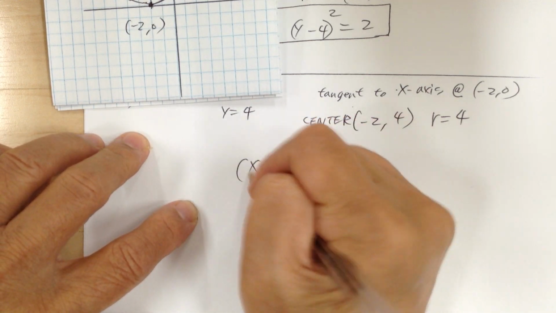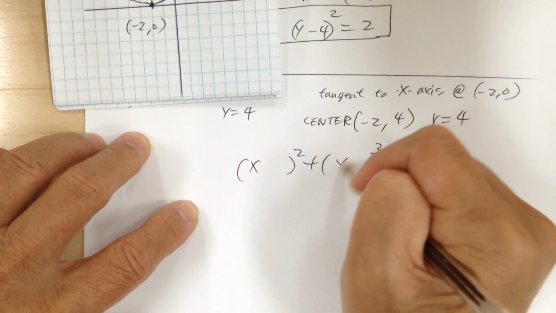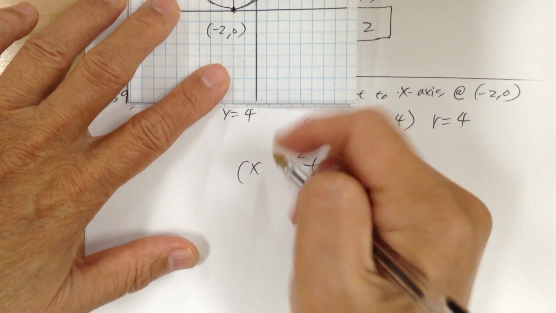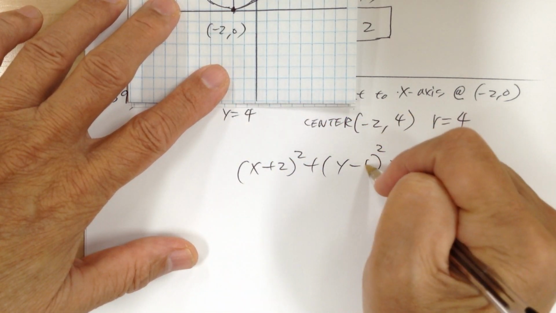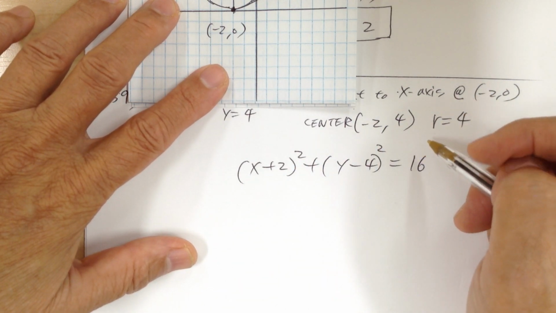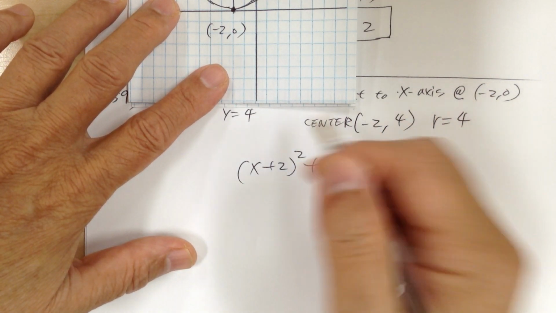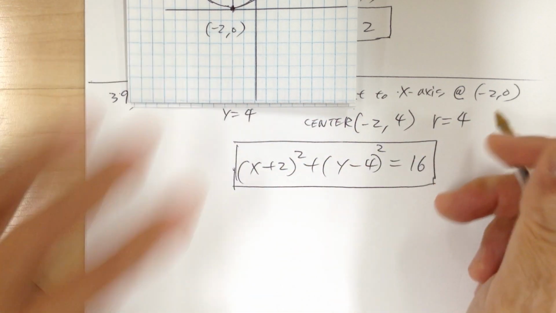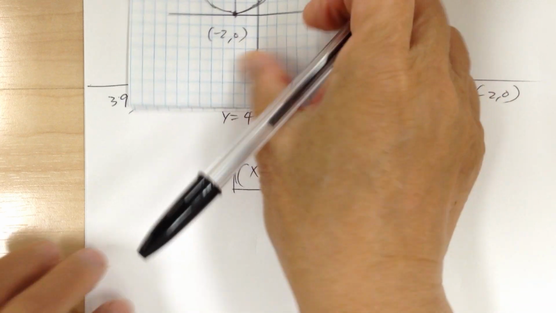So you're going to have the template. Again, this is your template for the circle. The center is -2, 4, so it'd be (x plus 2) squared plus (y minus 4) squared, remember, you have to take the opposite, equal to 16. And that's it. Okay, let's go to the next one.